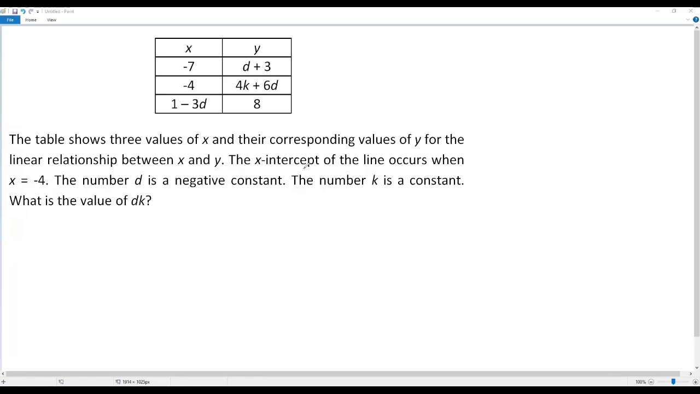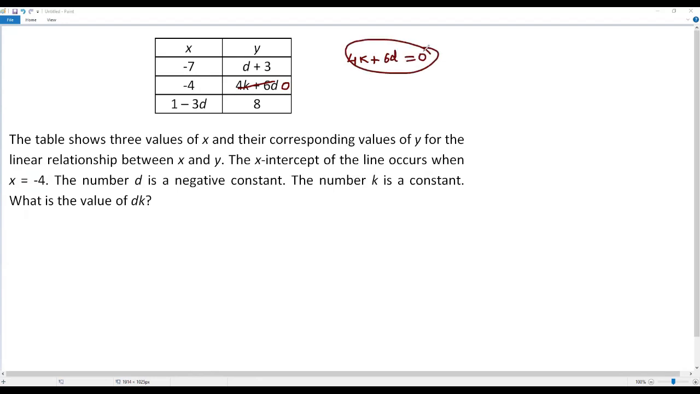The x-intercept of the line occurs when x equals -4. We know that at the x-intercept of any line, the y coordinate is 0. And we have this value -4 for x over here. So when x equals -4, y must be 0 because we have the x-intercept at x equals -4. So instead of this 4k + 6d, we can consider 0 over here. So there is 4k + 6d equals 0.